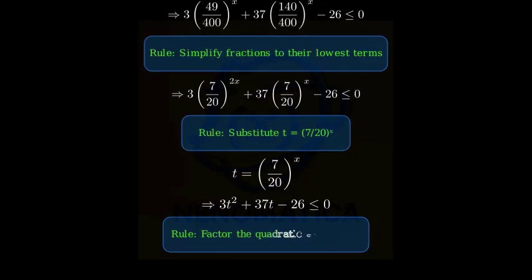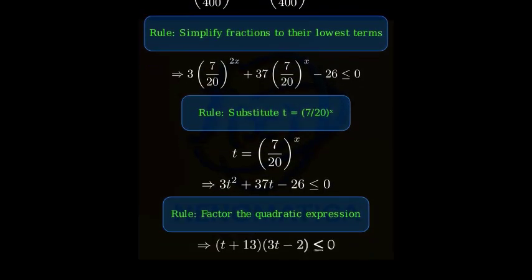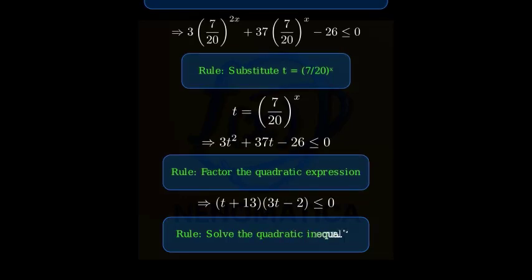Now we can solve this quadratic inequality by factoring. We get the product of t plus 13 and 3t minus 2 is less than or equal to 0. For a product to be less than or equal to 0, either one factor is negative and the other is positive, or both factors are 0.